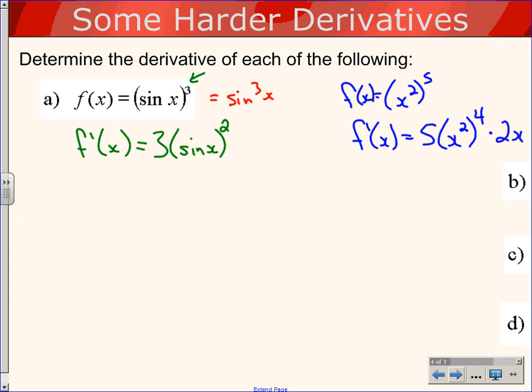Now we have to do the derivative of the inside. The inside function was sine x, and the derivative of sine x is cos x. That's our derivative of that one. And when the chain rule pops in, often we end up getting these extra trig parts to the derivative, right? That didn't really happen as much before. But because of the chain rule, now we have a sine x and a cos x appearing at the same time.